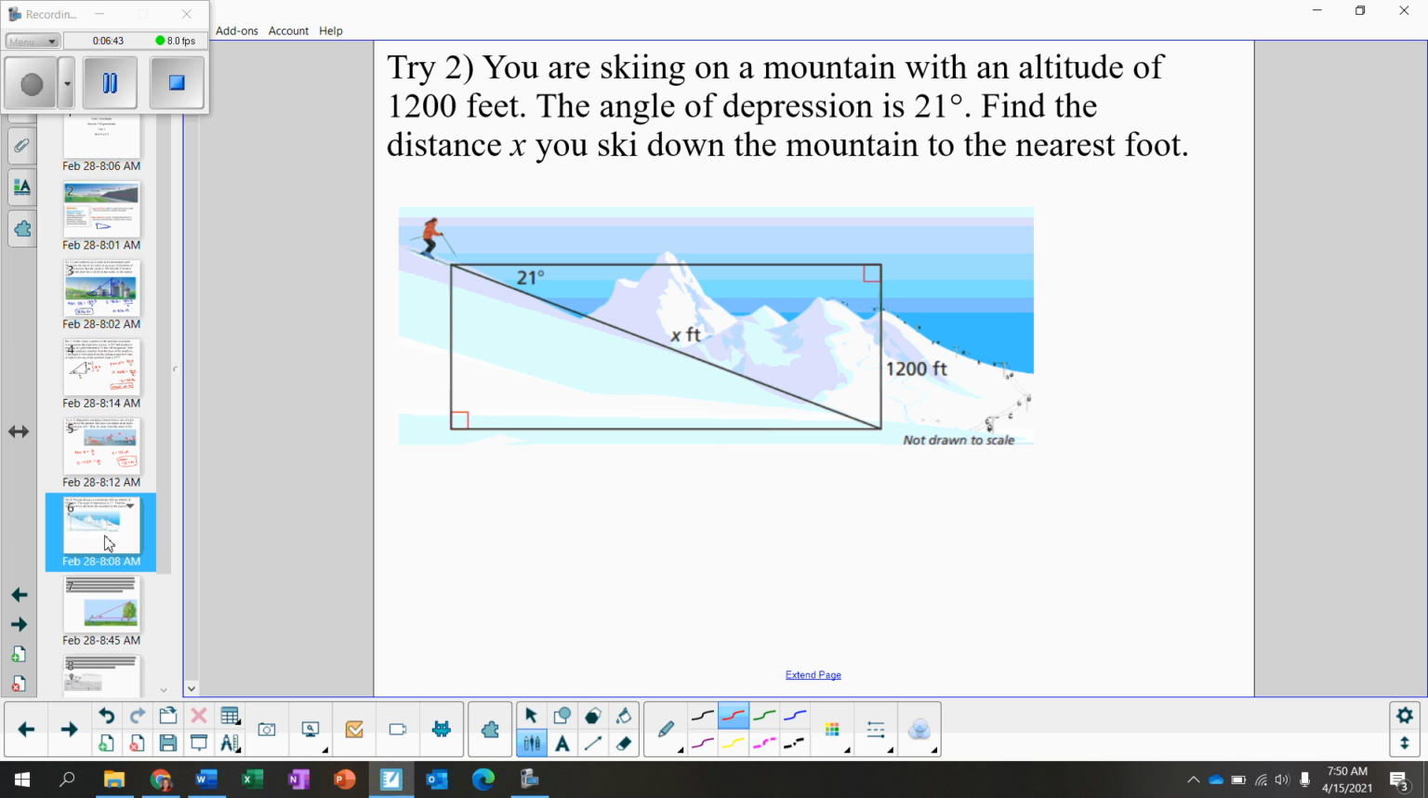You try the next one. You're skiing on a mountain with an altitude of 1,200 feet. The angle of depression is 21 degrees. Find the distance x you ski down the mountain to the nearest foot. Pause it and then check your answer.